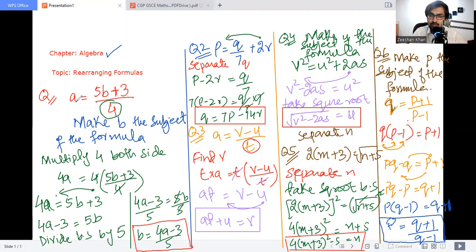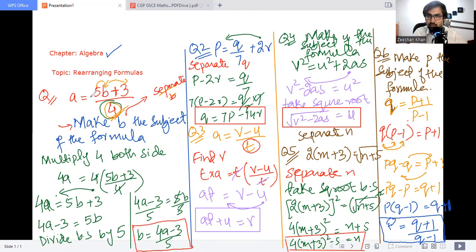This is a question. It says, make B the subject of the formula. What does it actually mean? It means separate B. If you see here, B is combined with 5, with 3, and with 4, but we need to separate B. We will keep B on one side of the equality and shift all other numbers to the other side. First of all, we will start with this 4.